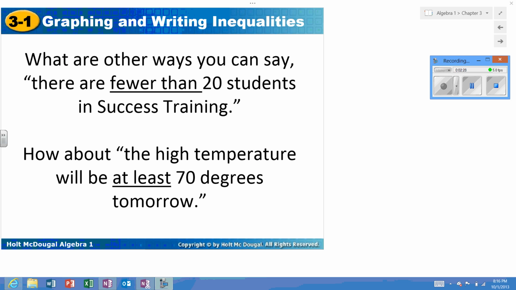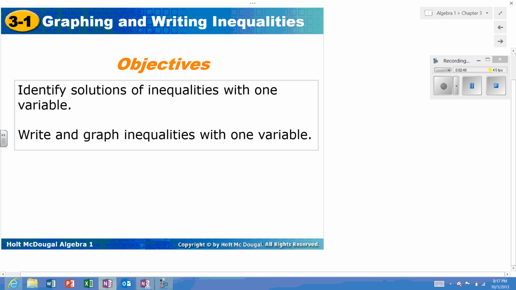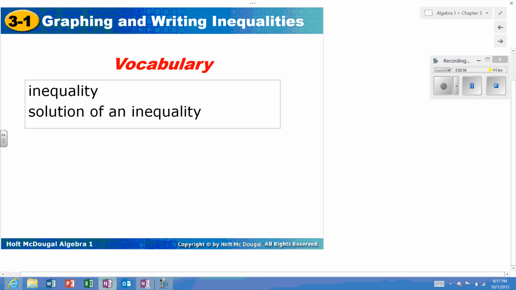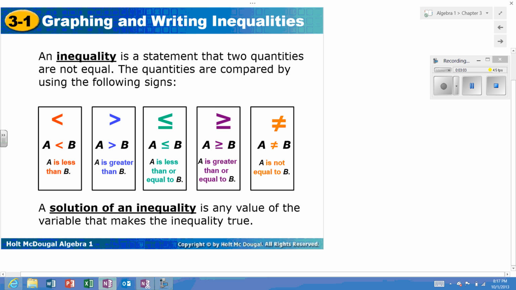So we want to make sure that we understand things when they're written in words so we can convert them into mathematical equations. So what are other ways that we can say there are fewer than 20 students in success training? Or how about the high temperature will be at least 70 degrees tomorrow? Well, let's look at using words. Today we're going to identify solutions of inequalities with one variable, and we're also going to write and graph inequalities with one variable. So you should recognize the vocabulary of an inequality and the solution of an inequality by the time we're done with this lecture.